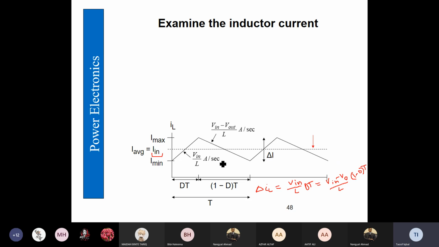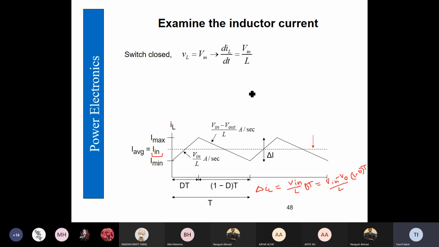Okay, so now let's look at the inductor current. As we have talked about, when the switch is closed, the inductor current gets charged. So therefore, the inductor current slope is V in by L, and then the inductor current gets discharged with slope V in minus V out divided by L. So this is the falling slope, V in by L is the rising slope.